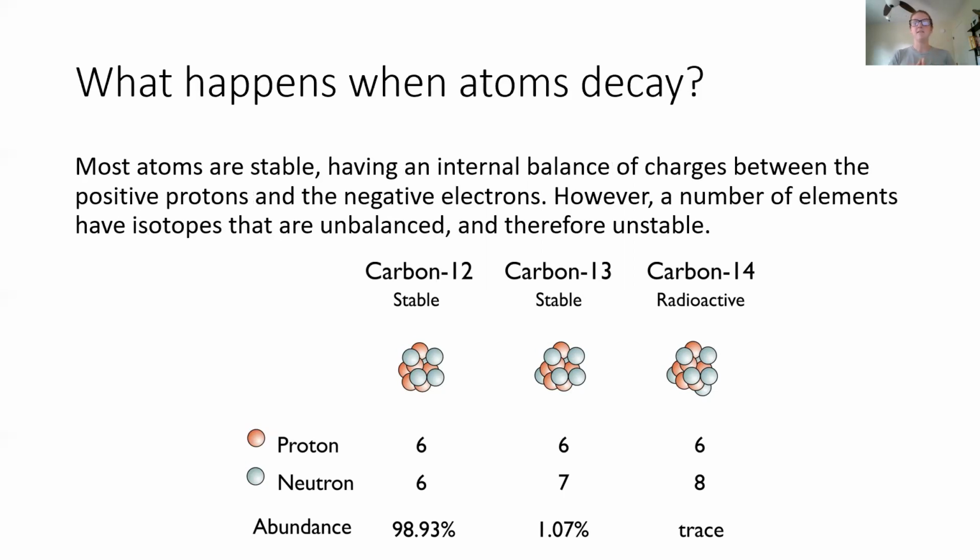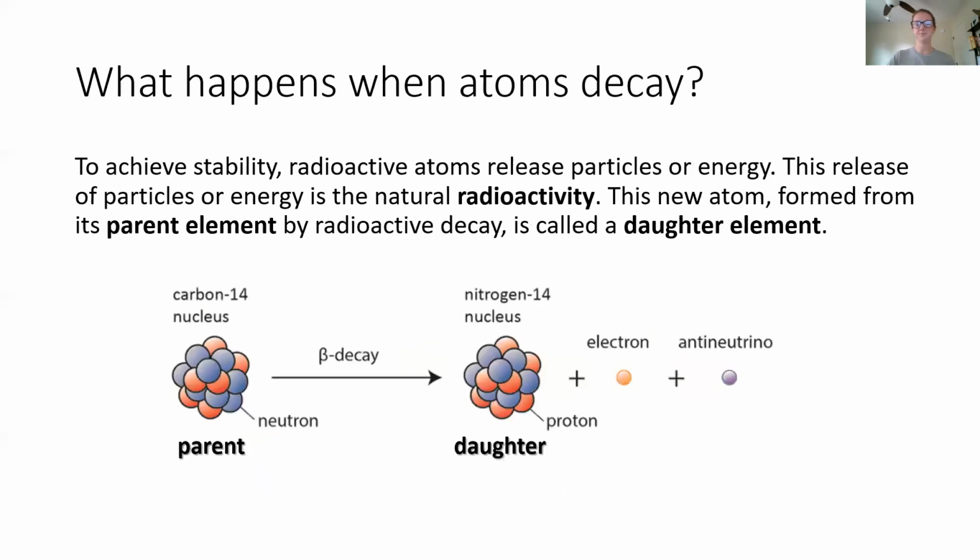Now, the atoms that have more neutrons are generally not stable, right? They're unbalanced, they're unstable. Therefore, they often decay. Right? So for example, carbon 14, it's unstable, right? It has too many neutrons. So it will decay, it will give off an electron and an antineutrino, which we're not going to get into, but it will decay to produce nitrogen 14.